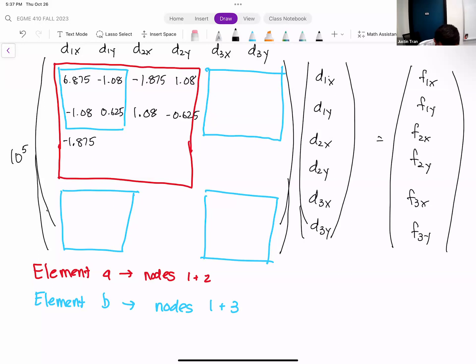Minus 1.875, 1.08, 1.875, minus 1.08, 1.08, minus 0.625, minus 1.08 and minus 1.08. So you can see here it becomes a lot more. Oh, sorry, that one in the bottom right there is a positive 0.625. I was looking at the wrong line.